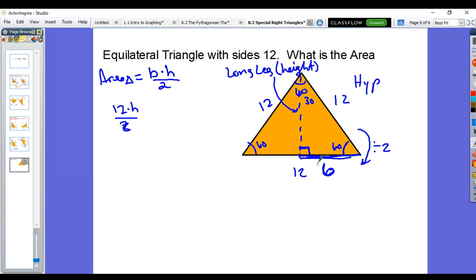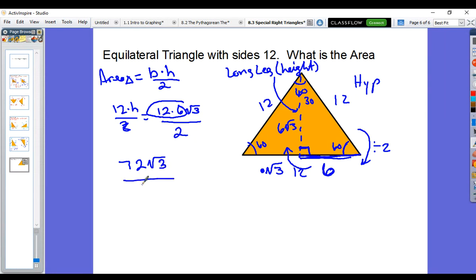Okay, so to go again from short leg to long leg, we multiply by radical 3. So 6 times radical 3 is 6 radical 3. So then now we can substitute that in here. So we got 12 times 6 radical 3 over 2. Now again, you multiply whole number with whole number. 12 times 6 is 72 radical 3 over 2. Okay? And then the 2 can reduce to 72 to be 36 radical 3. And we're done. So it'll be units squared.